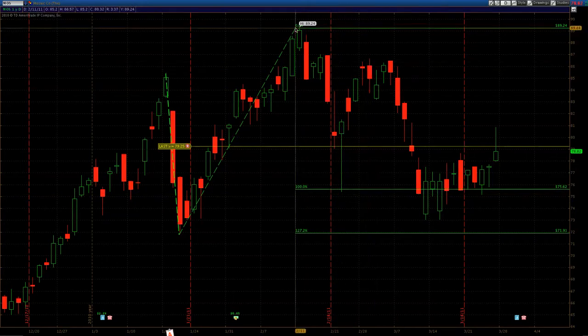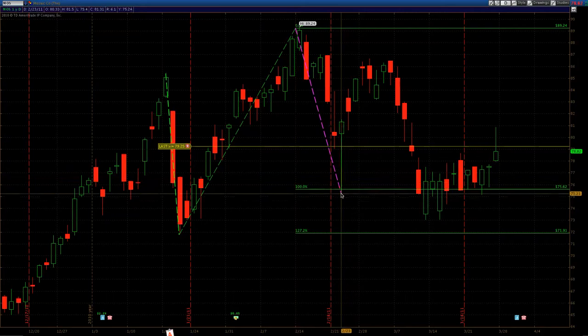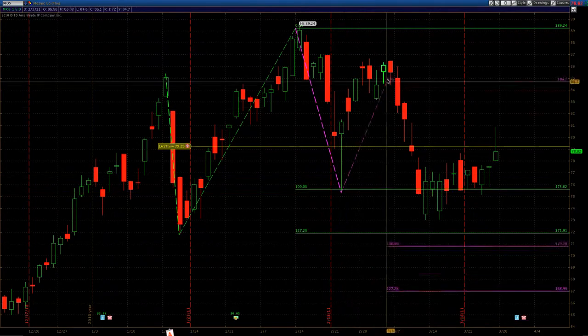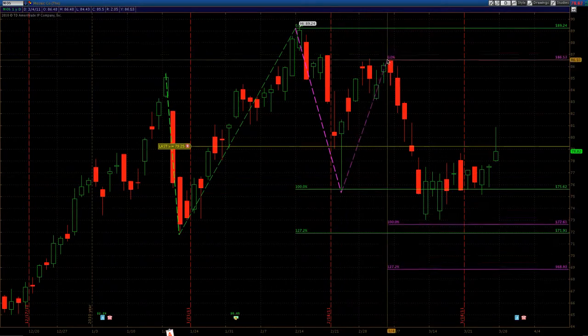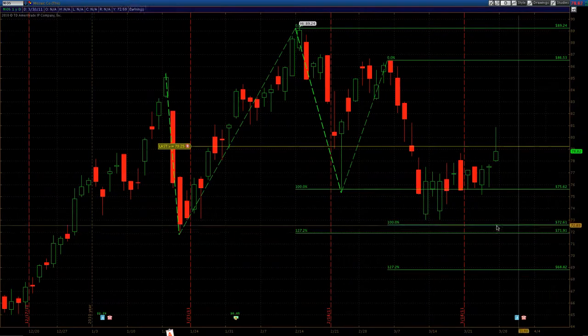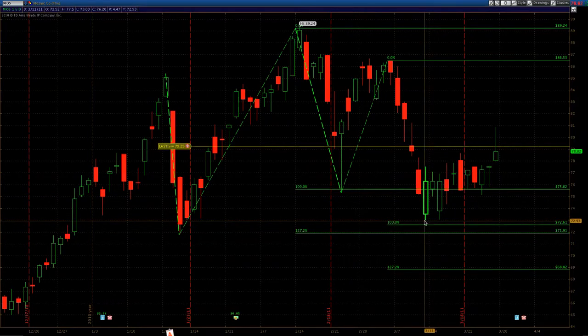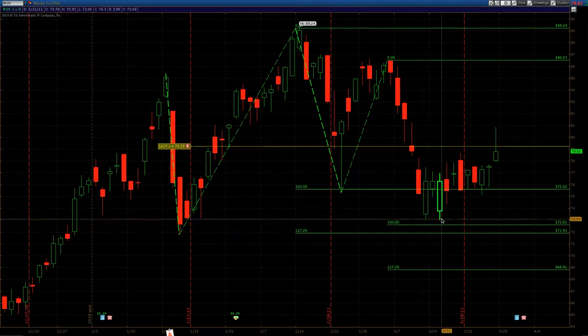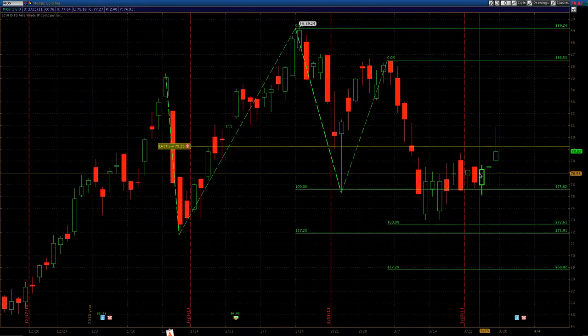Let's take this drop and let's now reflect it off here. Where is it going to go this time when it goes down? It's going to come right down to 72.61. It came close, touched it a second time, and then took off.